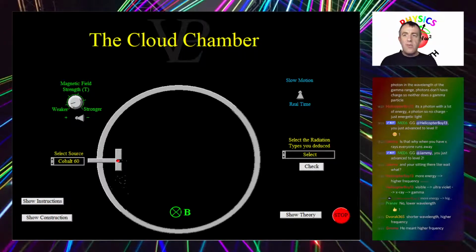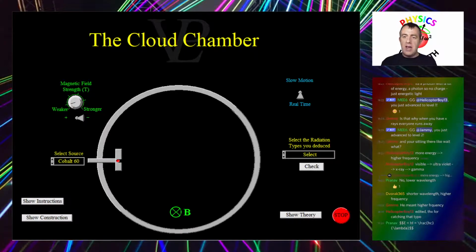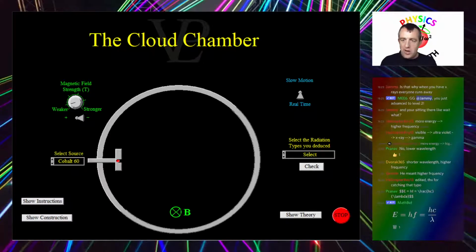Okay, so that's the first simulation, and we've had a little look at it. Thank you for that, Pranav. It will hopefully come through. Yeah, that came through nicely. So we've had a little bit of a look at penetrating power of alpha and beta and gamma. Gamma, very, very penetrating, infinite range, using this simulation.